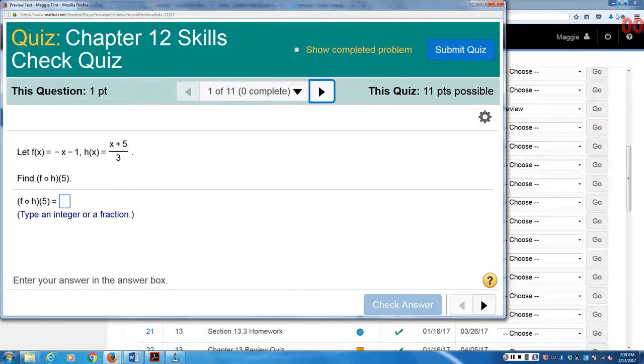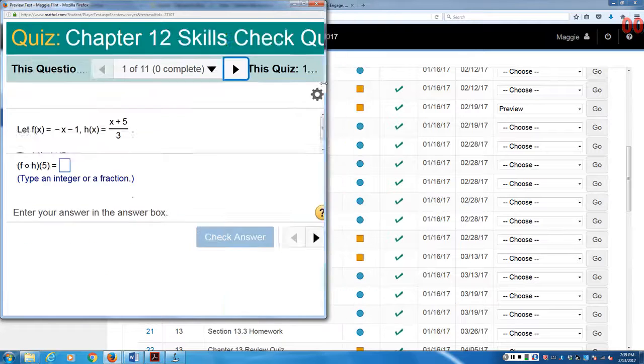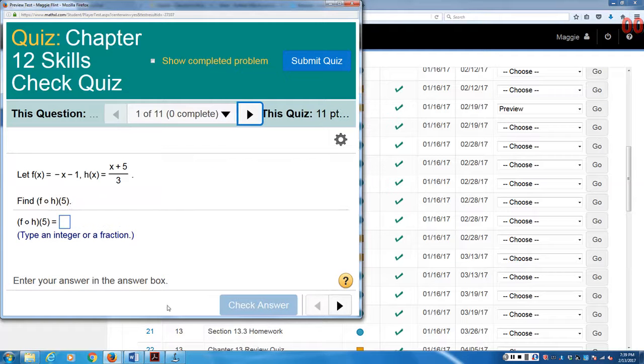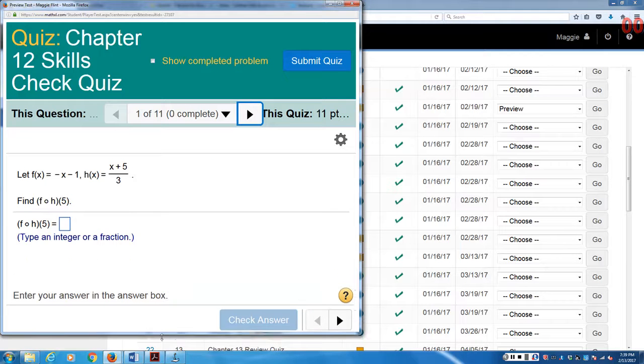Shrink this one down a little bit just so I can see the... oops, can only shrink so far.